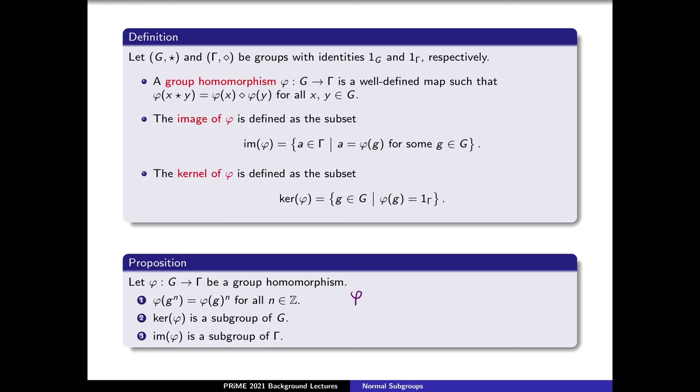If we take phi of g squared, in the notation that we have up here, that would be the same as saying phi of g star g. But since phi is a group homomorphism, this will go to phi of g diamond phi of g, which is phi of g squared. And so I leave it to you to verify the general case.